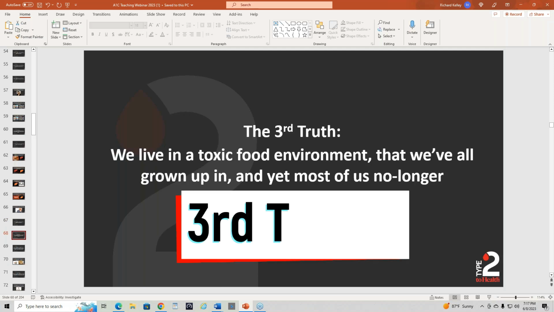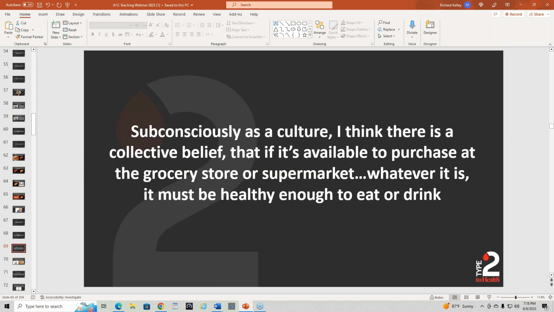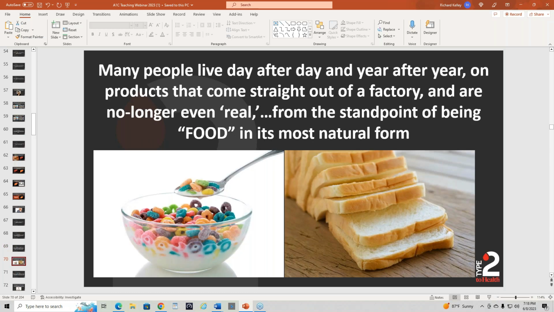So the third truth that you need to understand is that we live in a toxic food environment that we've all grown up in for many of us, and yet most of us no longer really recognize this. I'm 62 and I grew up with processed food around me, but nothing like what it's like today. And so subconsciously as a culture, I think there is a collective belief that if it's available to purchase at the grocery store or the supermarket, whatever it may be, it must be healthy enough to eat or drink. And that's what people live on. Many people live day after day and year after year on products that come straight out of a factory and are no longer even real from the standpoint of being food in its most natural form.